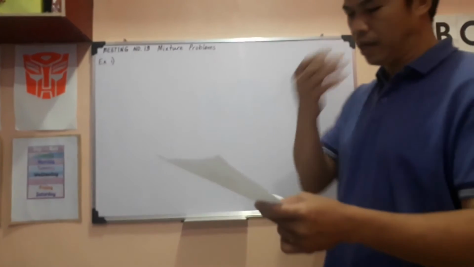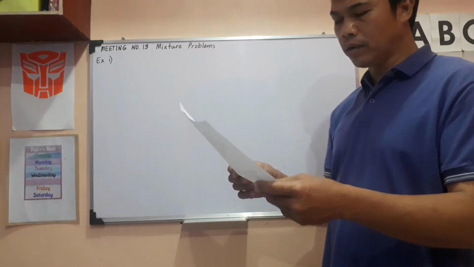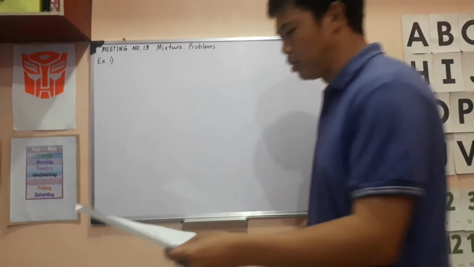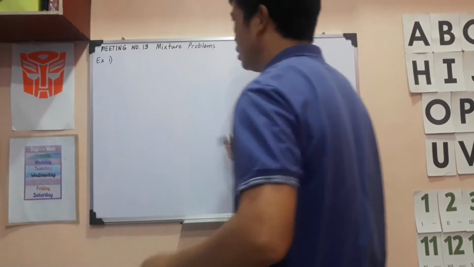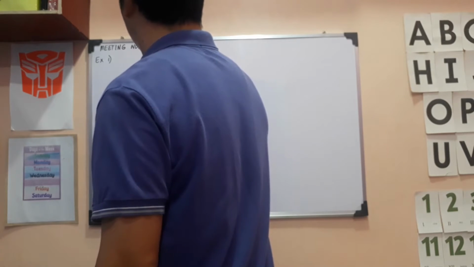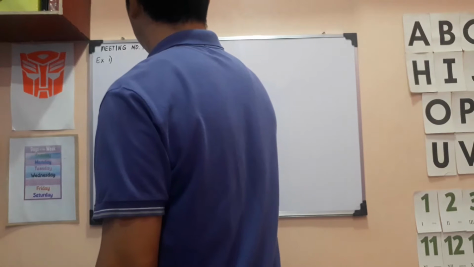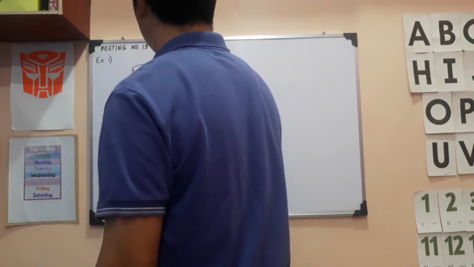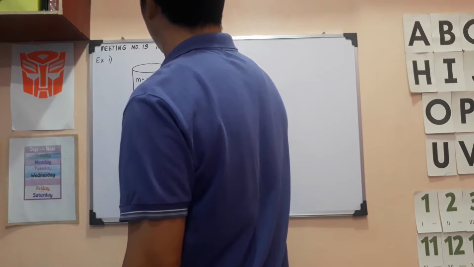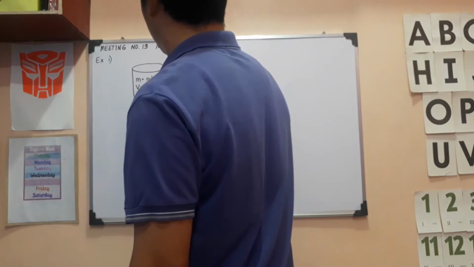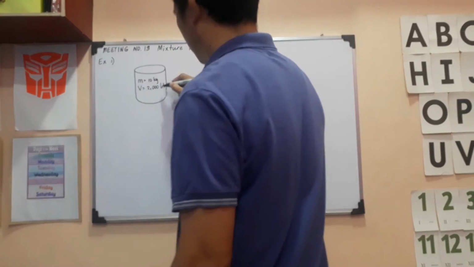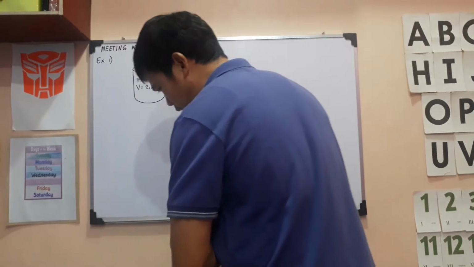So for example number 1, a tank contains a homogeneous solution of 10 kg of salt and 2,000 liters of water. Let's stop there. To understand better, we need to draw the tank. Let's say this is the tank. The mass is 10 kg of salt. The volume is 2,000 liters.